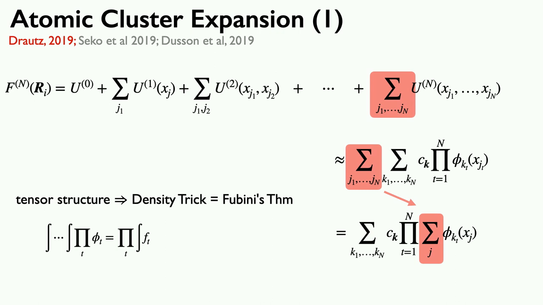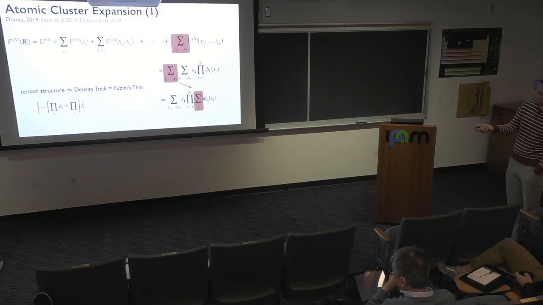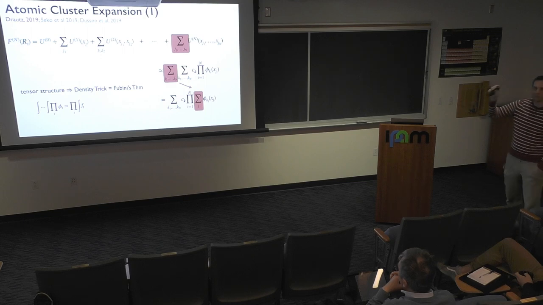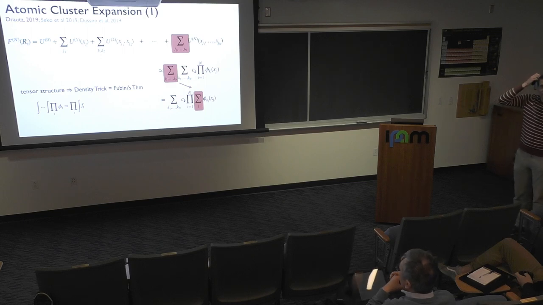Sounds actually nicer. We should call it the Fubini trick. It sounds like a bit of a magic trick, right? So what happens is this n-dimensional sum becomes a one-dimensional sum, and all the complexity of the cluster expansion is gone with just this one quick argument.